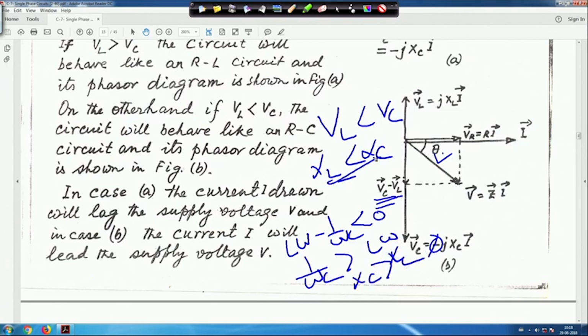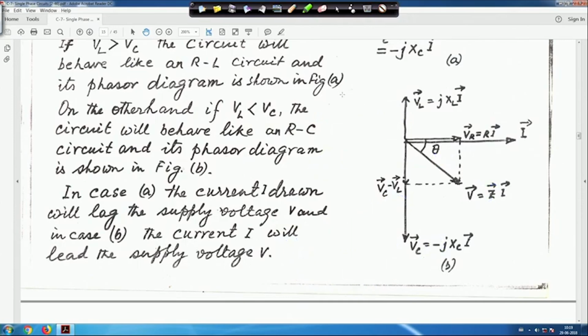Here it is written XC greater than XL, or XL less than XC. That is why the circuit behavior is like this, and this one should have a bar. It is not a phasor, it is written so in a few places. Z is not a phasor quantity, it is a complex quantity. So, when VL is less than VC, the circuit will behave like a capacitive circuit.